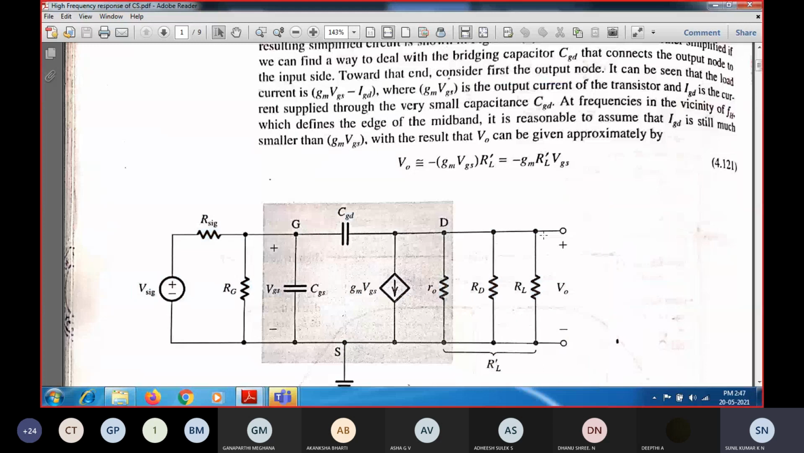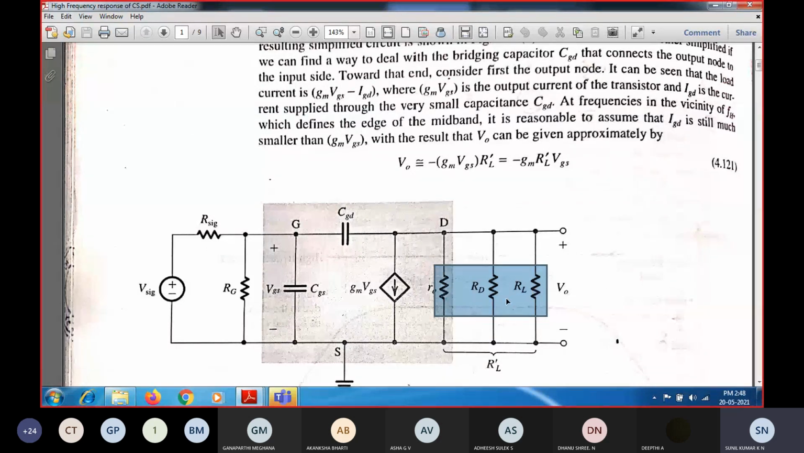Before that, let us see what the output voltage is. First we need to find the output voltage. Since the output voltage appears between drain and source, the current flowing between the drain and source is GM into VGS. That is a constant current that is flowing. After that, the resistance it is going to see at the output voltage node is R0 parallel with RD parallel with RL. These three resistances give the equivalent resistance, whatever value you get.